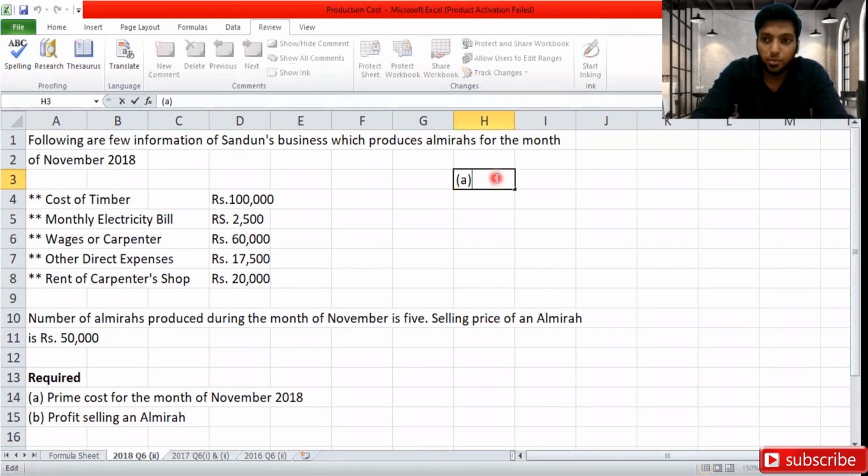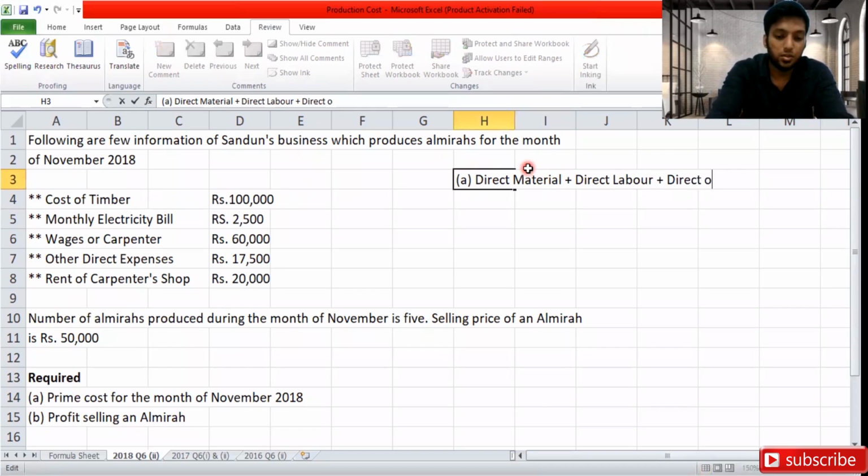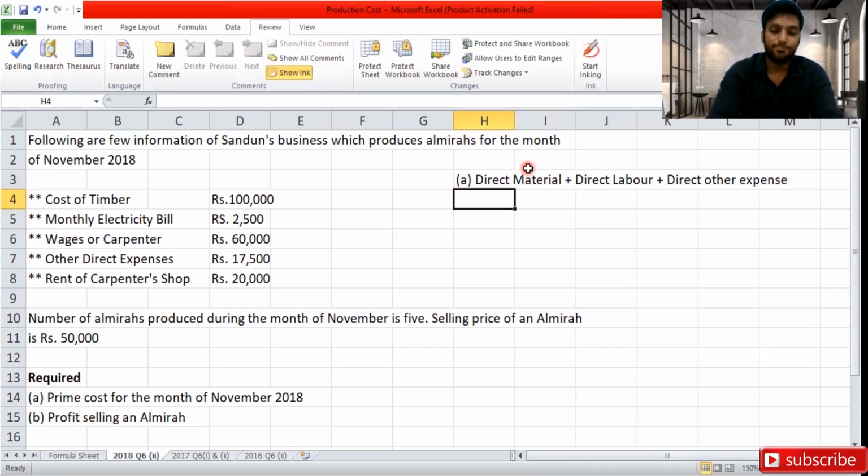So here we are going to start the sum at this point. Cost of timber is 100,000. So this is direct material. We'll find out all these three costs, plus direct expense, direct labor, and you need to add another thing to get prime cost. We said direct other expense. Direct material is how much you got here? It's 100,000. So I'll write here 100,000. So this is how your prime cost is made.